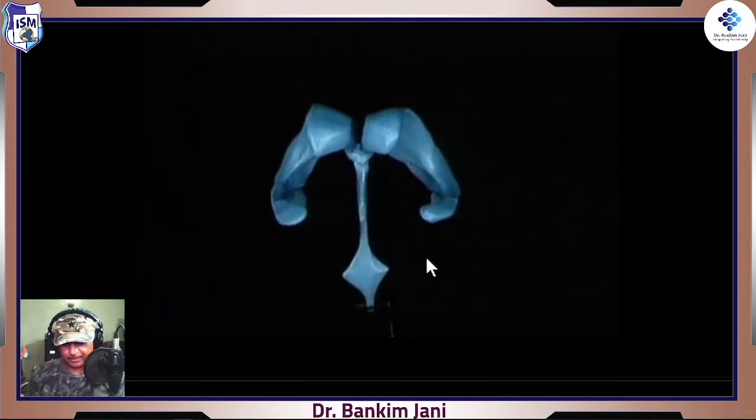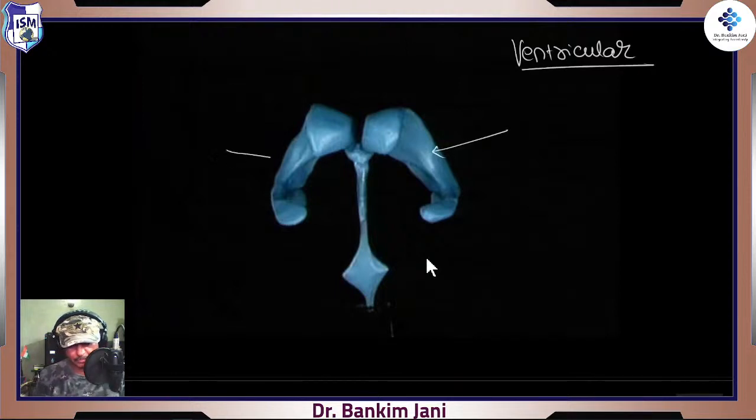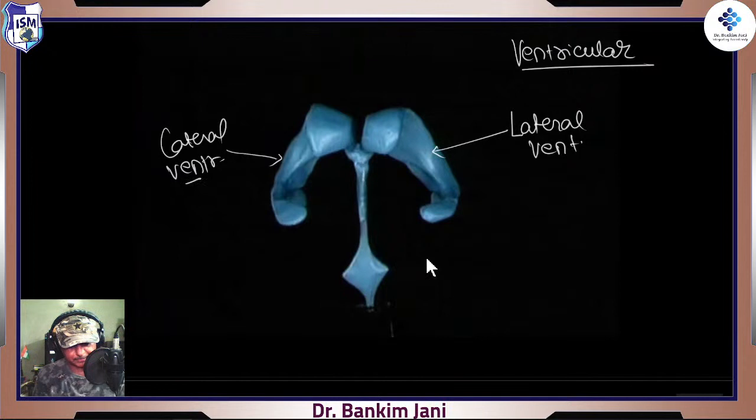Now let's see this ventricular system. This is the CSF system or the ventricular system. It has got lateral ventricles. This is easy to understand: lateral ventricle, because it is on both the sides, laterally situated. Now these lateral ventricles open, this opens and this opens into this very, very thin structure.